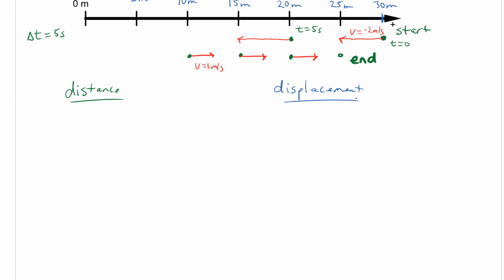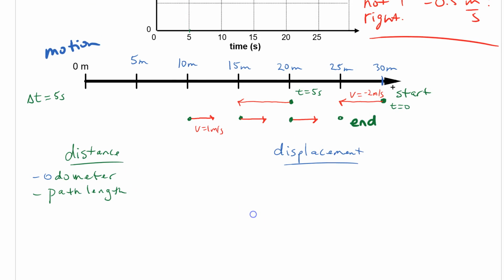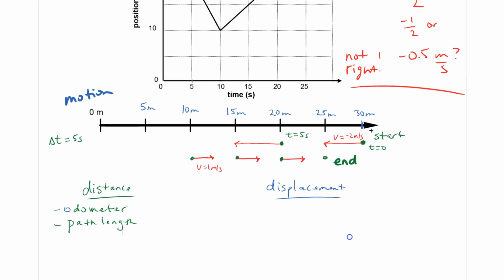So distance is kind of like the odometer reading. Oh, I got to go back to green. It's kind of like the odometer reading in your car. It tells you how far you've gone. We also call this the path length. So in this question, how far has the object gone?